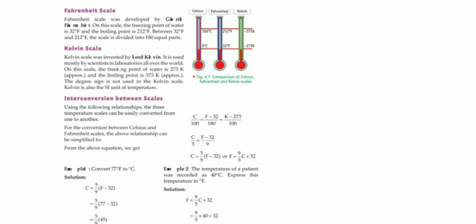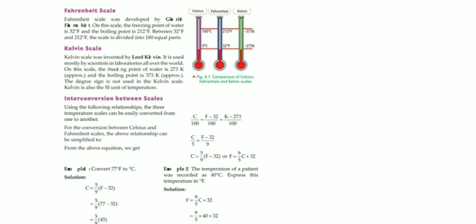Then from this equation we can get the formula for converting centigrade into Fahrenheit, that is C is equal to 5 by 9 into F minus 32, and in other words we can get the equation for degree Fahrenheit also, that is F is equal to 9 by 5 into C plus 32. So these two equations we can use for doing our conversion.